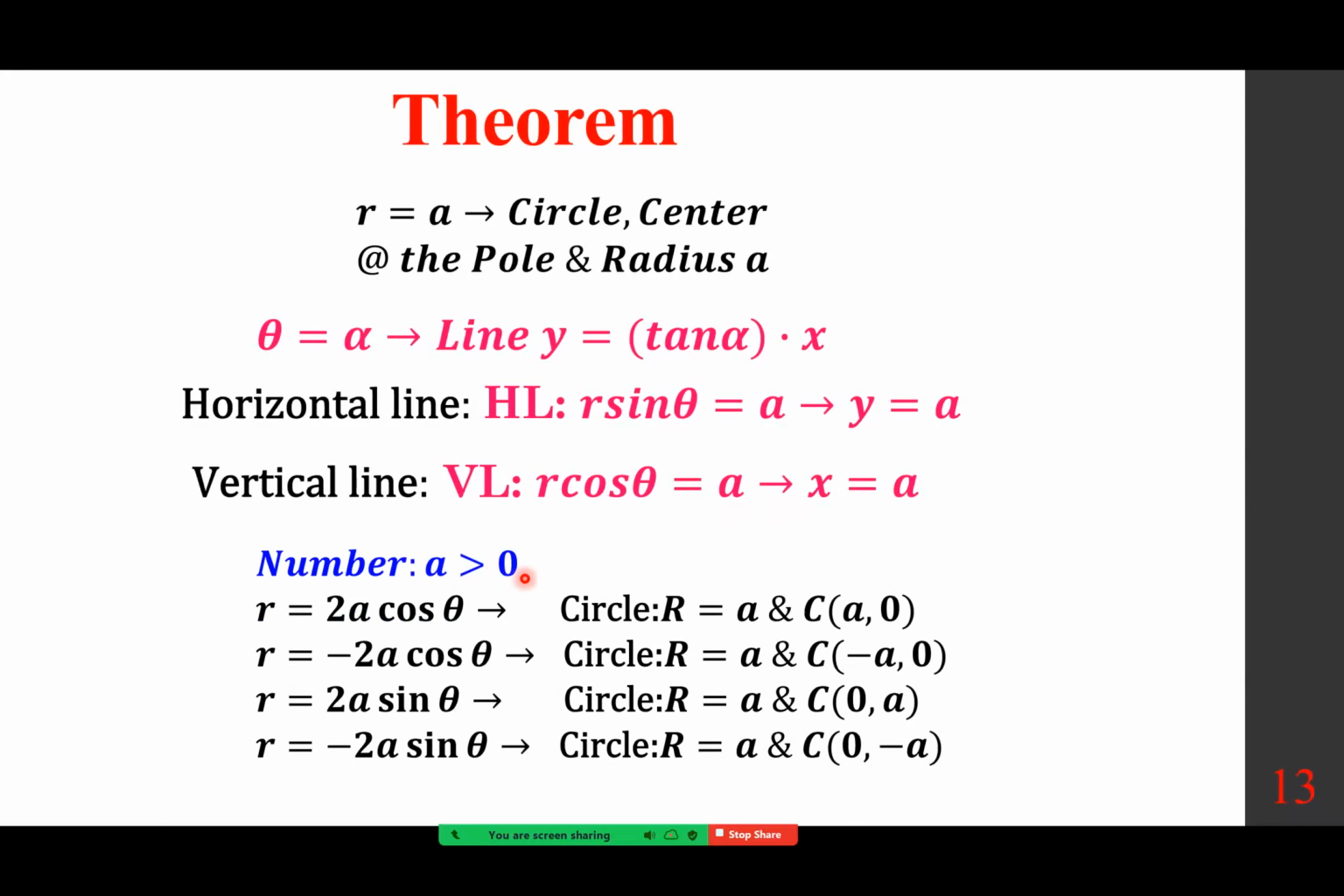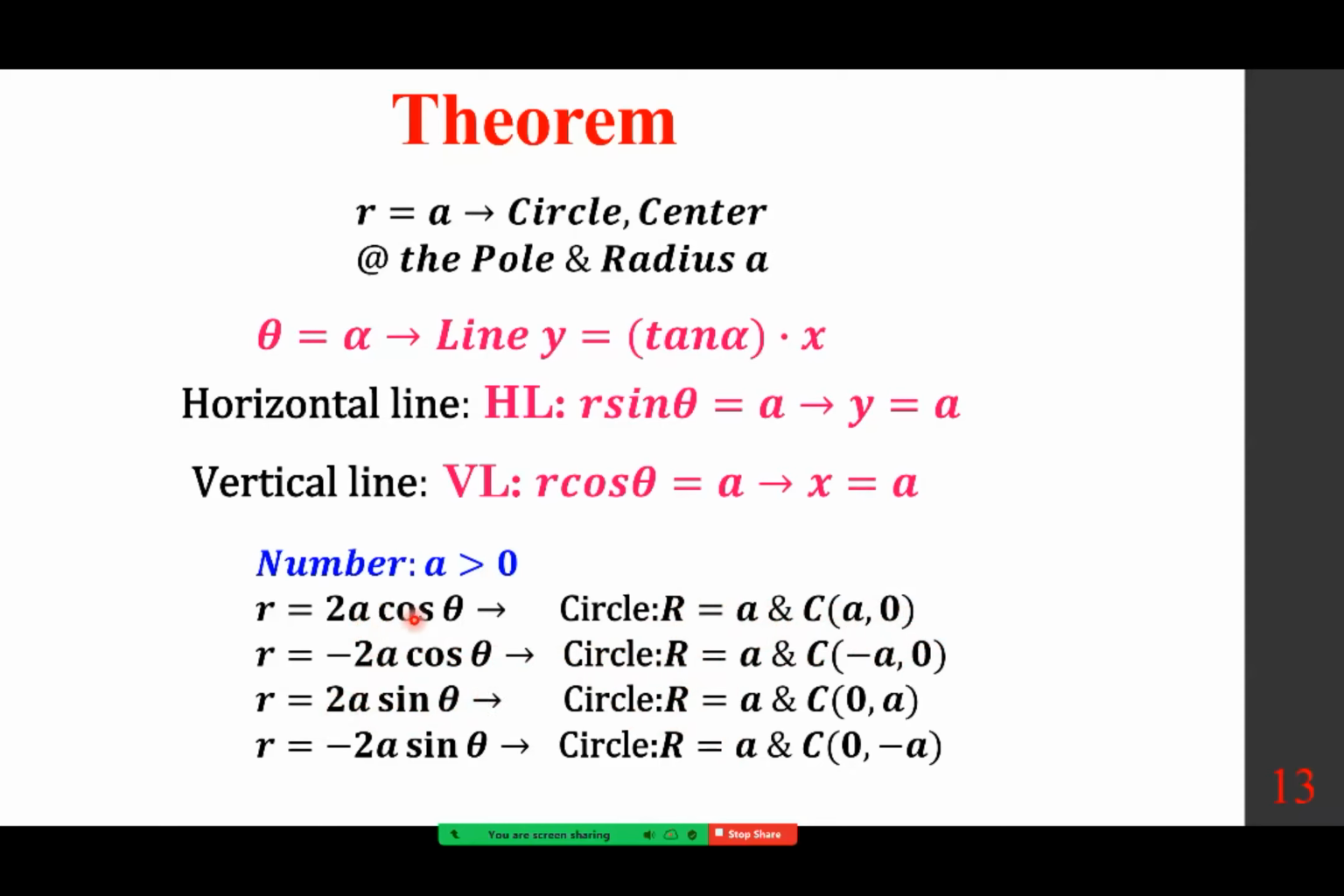We are assuming a is a positive value. r equals 2a cosine theta. r equals minus 2a cosine theta. r equals 2a sine theta. r equals minus 2a sine theta. All of them represent some sort of a circle. Actually, all of them, the radius is equal to a. The center is a comma 0, the center minus a comma 0, the center 0 comma a, and the center is 0 comma minus a.